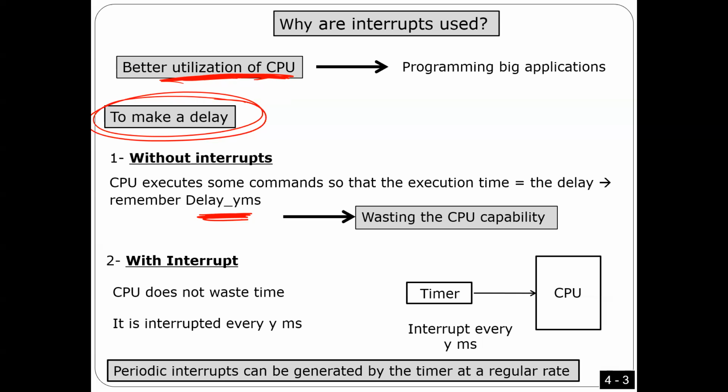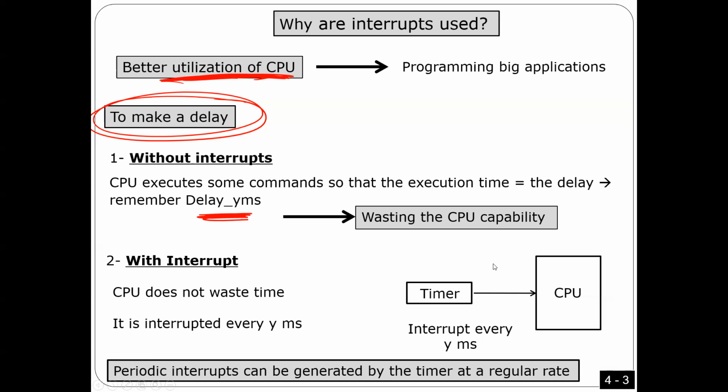The way we did it in chapter 3 in delay Y miss, the CPU executed some commands so that the total execution time equaled the delay. You remember the delay Y miss when I executed it in chapter 3? Push ball. It doesn't do anything. You just push and ball, you just want to waste time. If you want to make a delay for 1 second, the CPU is going to execute some instructions that don't do anything other than waste time, right? That's what we did. So without interrupts, the CPU executes some commands all the time.